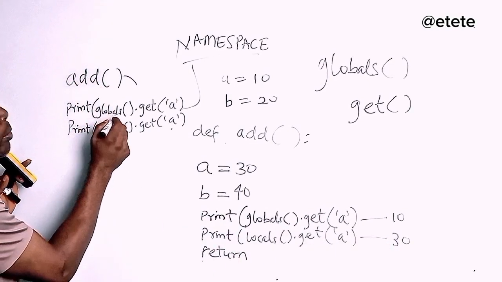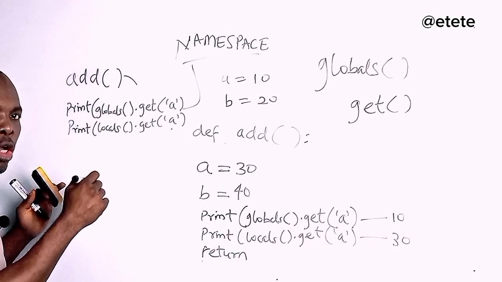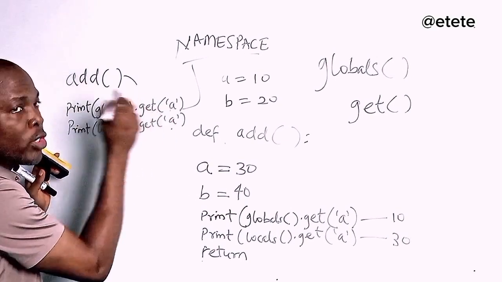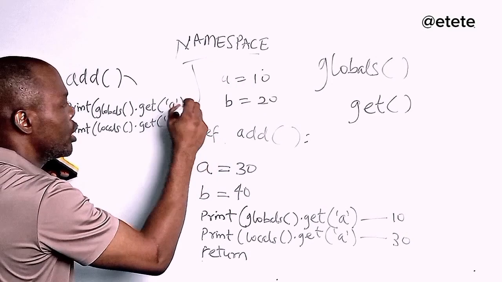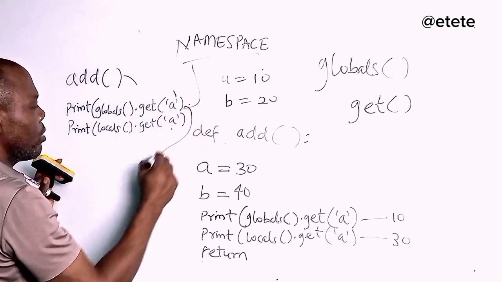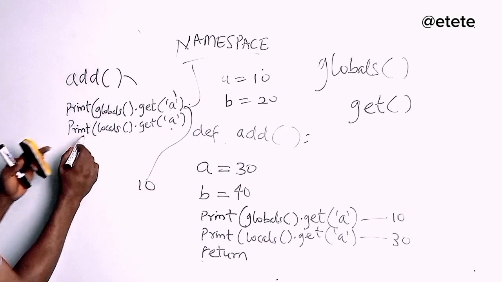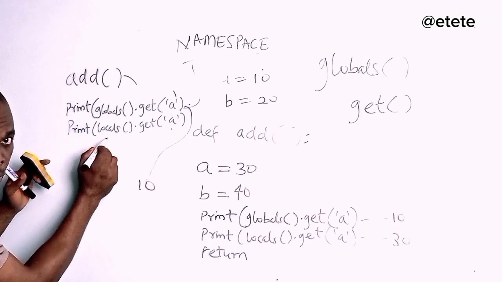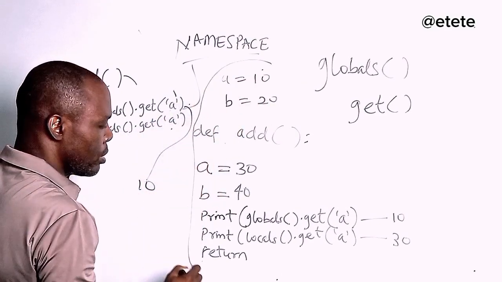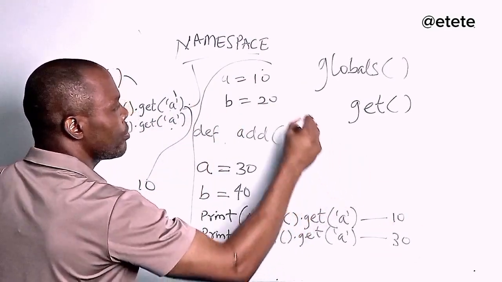Now this print global is going to return the value of the global variable. So this A, the global variable is this A. So this one too will also return 10. This one will return 10. This one, this local variable, is called within this scope.